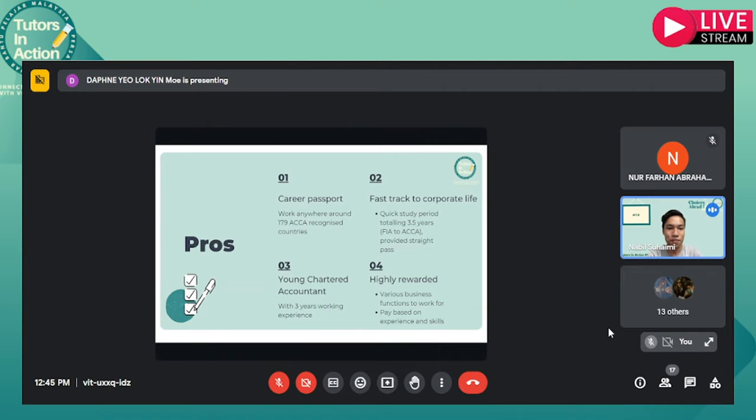And the next one is you can become a young chartered accountant with just 3 years of experience, then you can obtain your license already, or the one I talk about, the chartered accountant title, the CA title from ACCA and MIA. Next one is this qualification is highly rewarded because many companies recognize it, and your pay is based on your experience and skills. So moving on to the next slide.